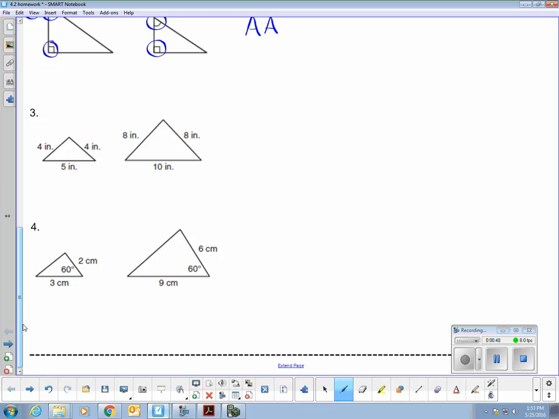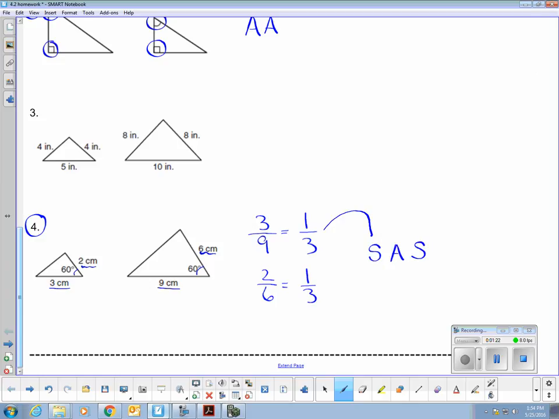In number 4, we have one pair of corresponding angles that are congruent, and then we have two sides that correspond in the ratio of 3 to 9, and we have two other sides that correspond in the ratio of 2 to 6. Both of those ratios are 1 to 3. So we say that these two triangles are similar by side, angle, side.